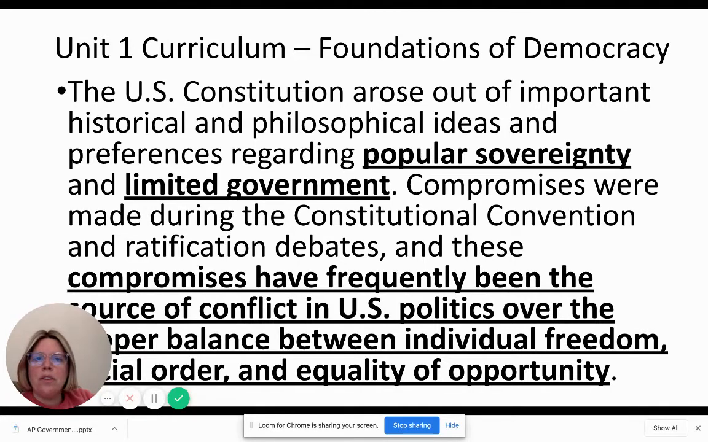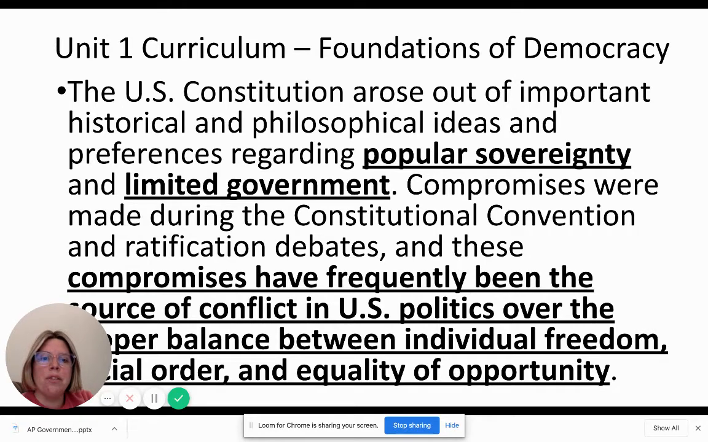The U.S. Constitution arose out of important historical and philosophical ideas and preferences regarding popular sovereignty and limited government. So let's remember, popular sovereignty is basically the we the people, that the ultimate power comes from us, the people. And then limited government is basically the idea that we will put limits on the government and government doesn't have total power, that we're going to put restrictions on what kind of laws they can pass, restrictions on what power the federal government has, what power the state government has.